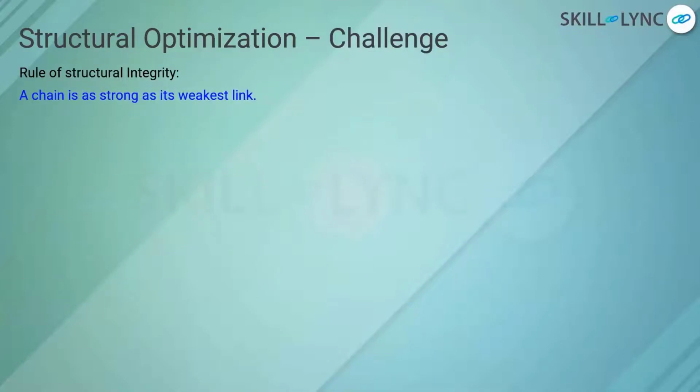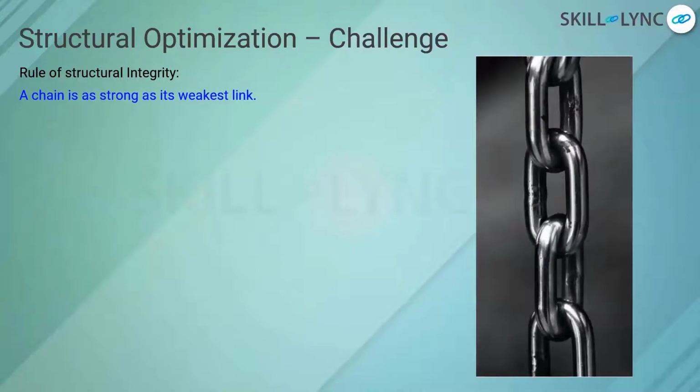Before we do that, I wanted to say, what is the challenge? What are the challenges that we face in doing structural optimization? So here is a rule of structural integrity. It means a chain is as strong as its weakest link. I'm sure all of you can appreciate it. If I have one weak link in the chain, it doesn't matter what the strength of the other links is, the weakest link will determine the total load capability of that whole chain.